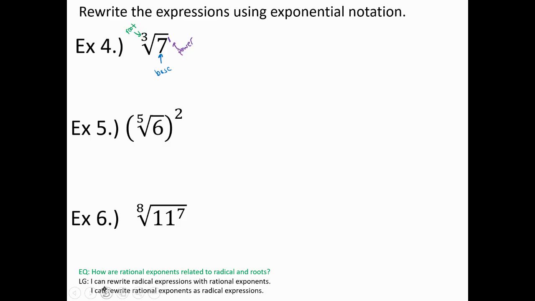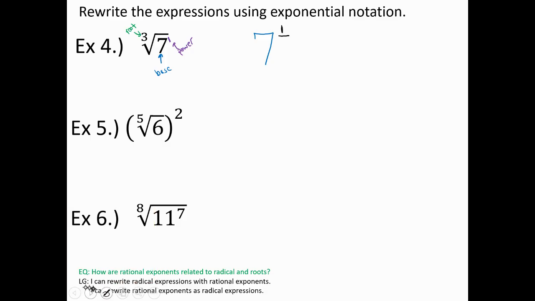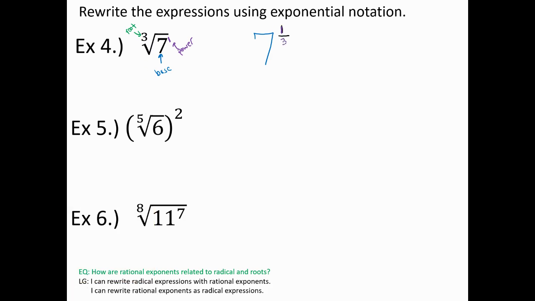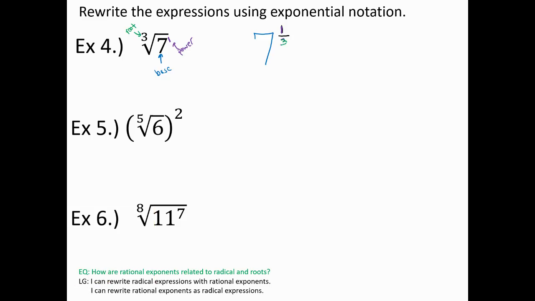All right, so let's go ahead and write it. Start with your base. Our base is going to be 7 to the power over root. Power over root. If anything, you're sick of me saying that, power over root. So your power is going to be 1. And our root, because it's the cube root, is going to be 3. All right, so it's going to be 7 to the 1/3 power. That's how you're going to write it. There's no other way.